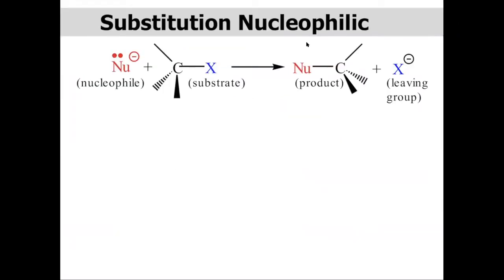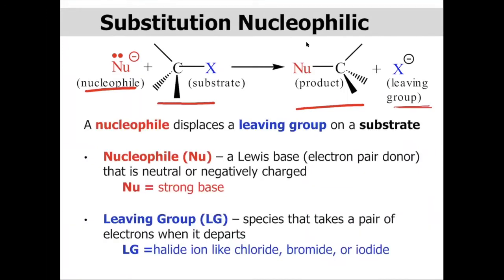For all substitution reactions, we have a nucleophile that reacts with an alkyl halide substrate, and we get our product where the nucleophile has replaced the leaving group. The nucleophile is a Lewis base, or an electron pair donor. Typically for SN2, we want it to be negatively charged. It can be neutral, but for SN2, we want it negatively charged. And so a nucleophile is very often referred to as a strong base.